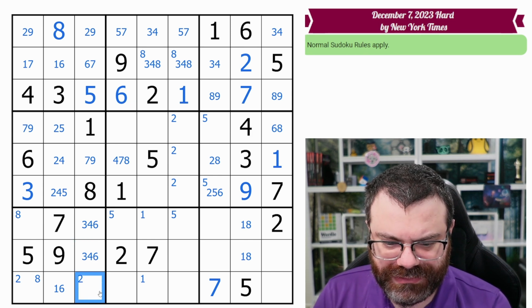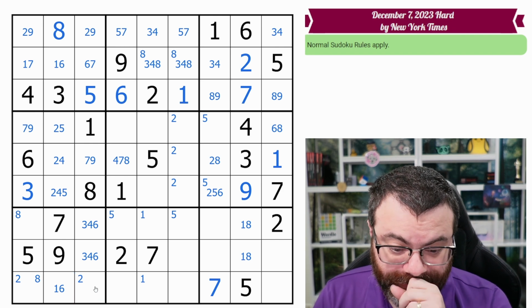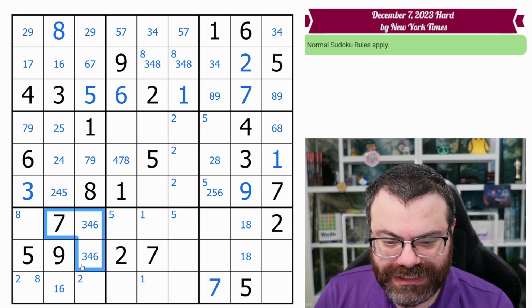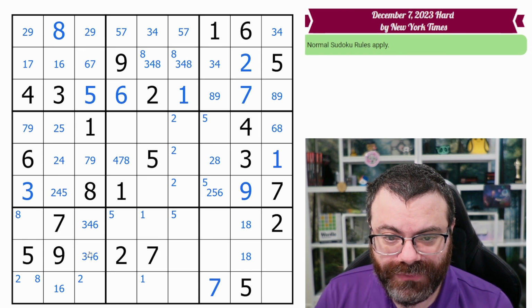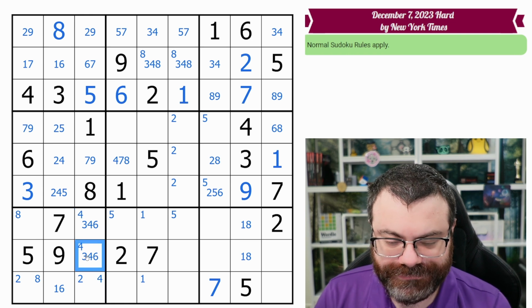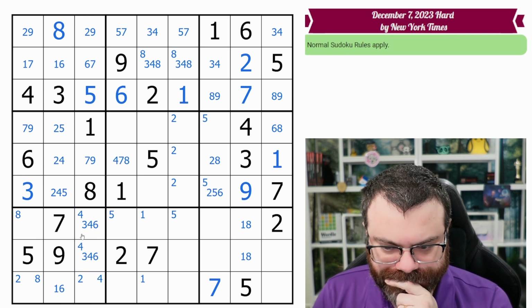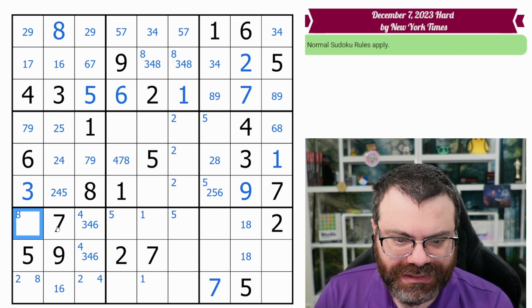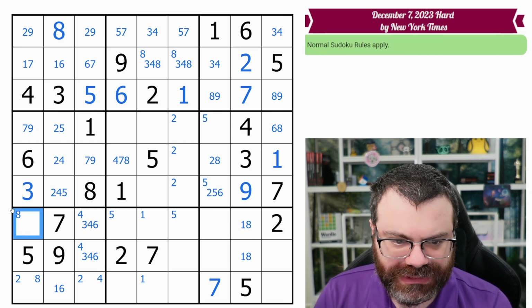Let's see, this could be 2 is the issue. So it's never going to match up with these. 4, though. Yeah, 4 in this column's here. So what's this one? This could be 1, it can't be 2. 3, 4, 5, 6. So 1.